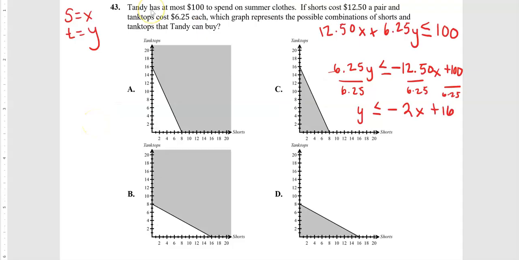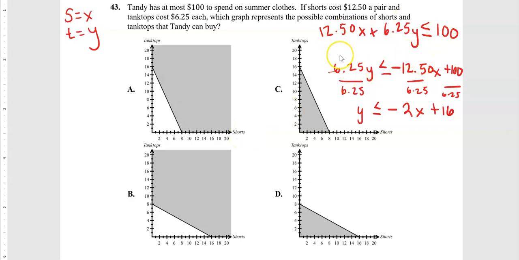43. Here we have another inequality, but this time we have to write the equation. Sandy had at most $100 to spend on summer clothes. If shorts cost $12.50 a pair and tank tops cost $6.25 each, which graph represents the possible combinations of shorts and tank tops that Sandy can buy? So I said shorts is x and tank tops are y. I did that because that's what our graphs say as well.